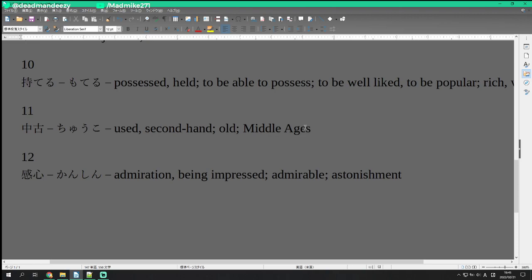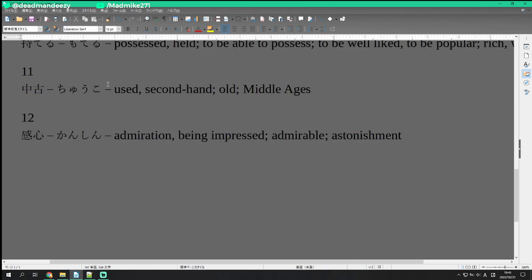To be able to be possessed or held, to be holding wealth or popularity. Moteru. Number 11 is chuko.